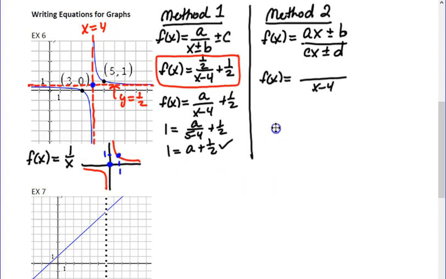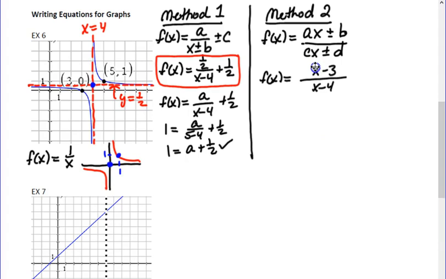I also know there has to be an x minus 3 in the numerator because when I put 3 in for x, I get 0 for y. Remember, 0 over anything in a fraction is 0, as long as the denominator doesn't equal 0. Now, I have to have 1/2, though, for my y-intercept.